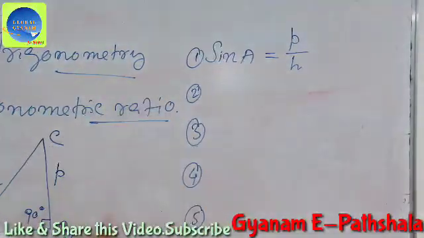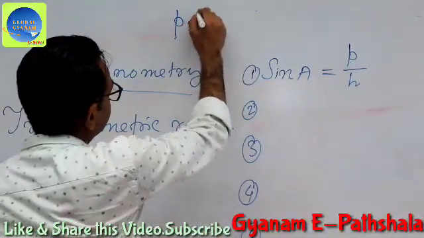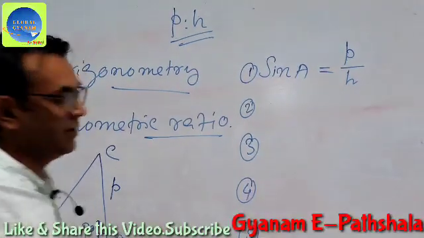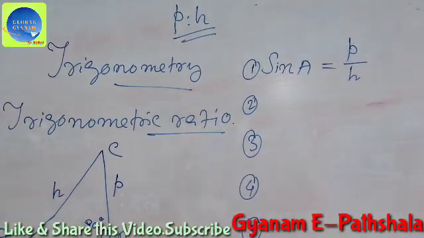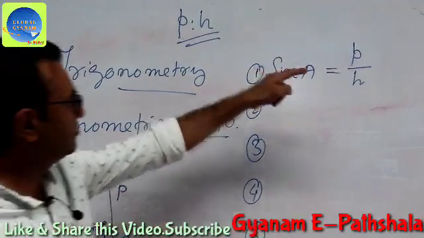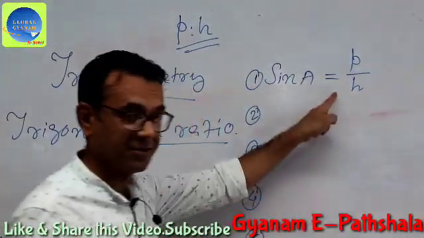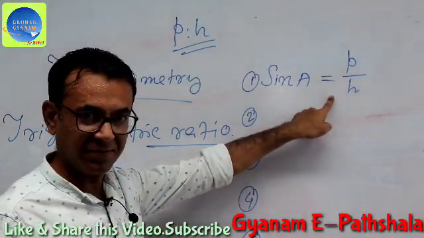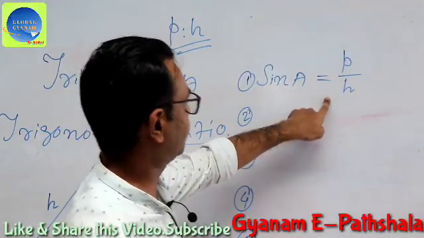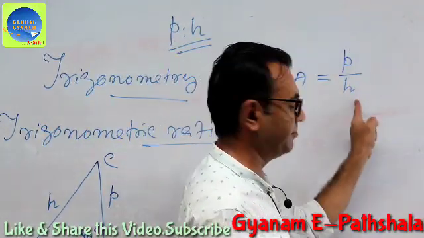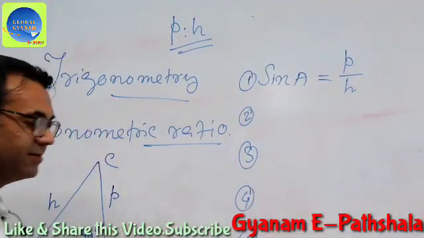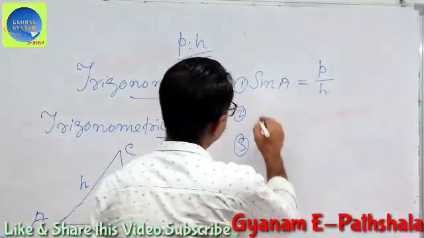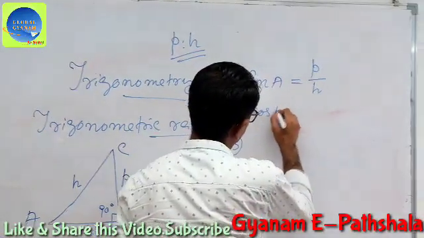So this ratio, P is to H, is the sine trigonometric ratio of angle A. So sine A is P by H. You have to remember this, and this is by definition. Sine A is defined as the ratio between the perpendicular and the hypotenuse of this particular right-angled triangle. That's it, very easy.